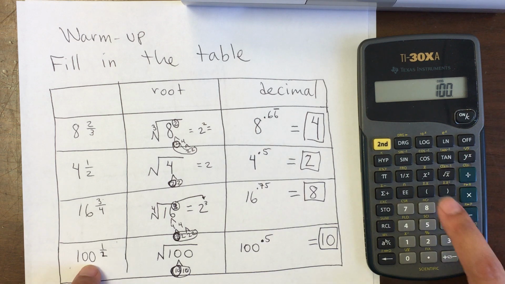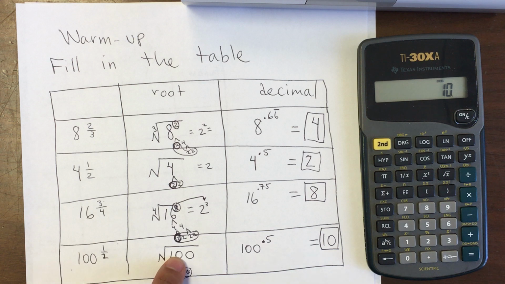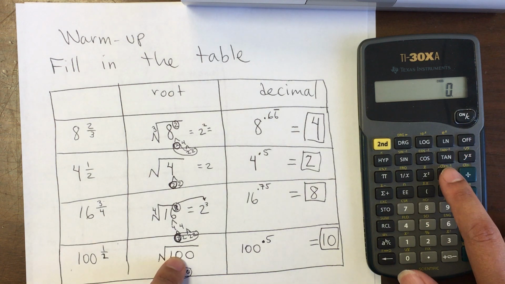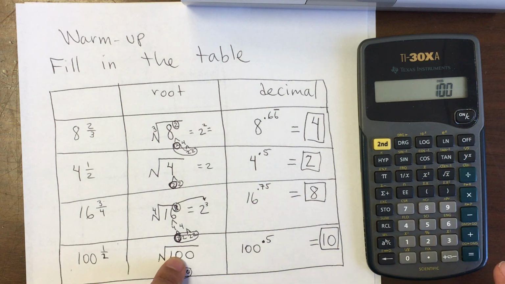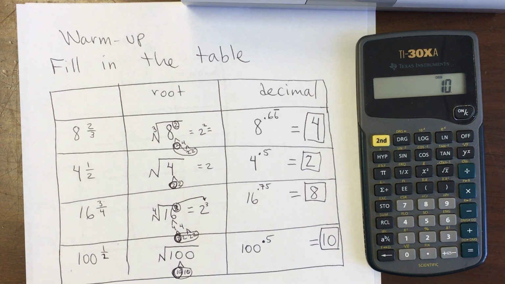100 to the, remember that we open parentheses, divide inside of the parentheses, 1 divided by 2, and close the parentheses and press equal, so that gives you 10. In here, I can't remember if it's, okay, so 100, but it's the square root of that equals 10, and 100 to the power of 0.5 equals 10. Okay, so either way, on the calculator, you can figure out that answer.